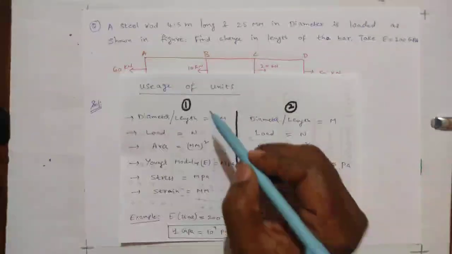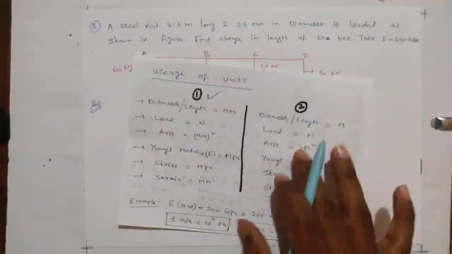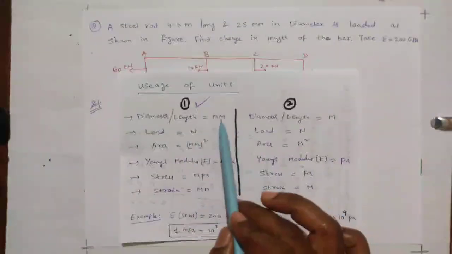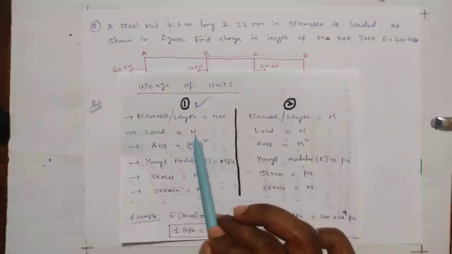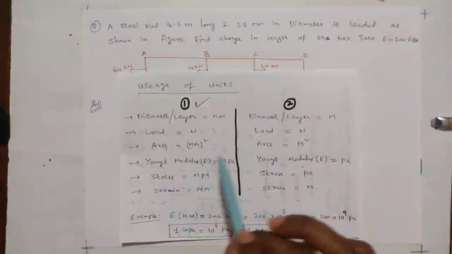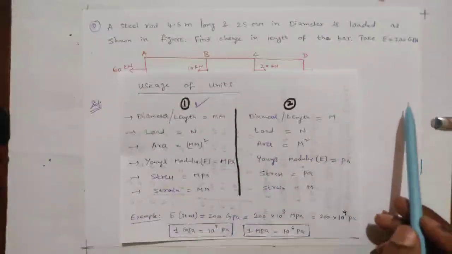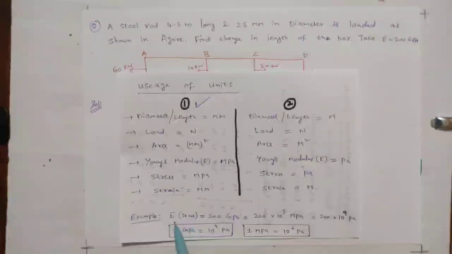In this problem I am following the first kind of units, that is, length I will take in mm and load I will take in newtons, and finally we will get the change in length in mm. And one more thing, this is a steel rod. For steel, generally if Young's modulus is not given in the question, we will take 200 gigapascal. If in the question they have given 210 gigapascal, then we need to take 210 gigapascal itself.